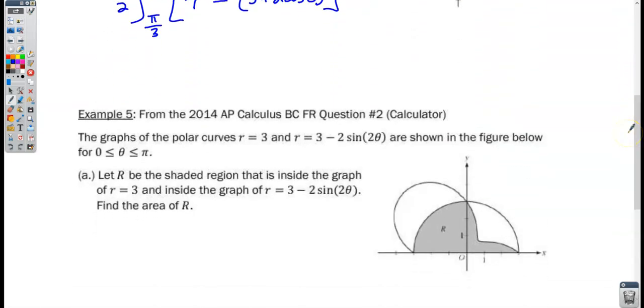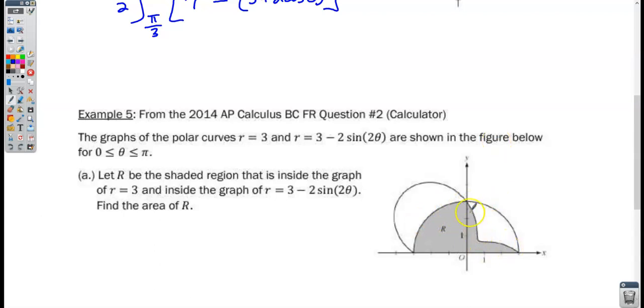Example 5 comes from the 2014 AP Calculus BC exam. It's free response question number 2, which was a calculator question. So we see here we've got the graphs of the polar curves r equals 3 and r equals 3 minus 2 sine of 2 theta, shown in the figure below. Theta goes from 0 to pi. This is a calculator question, so I could graph these two curves and use that to help me along the way, although I don't know that I'm going to need to.